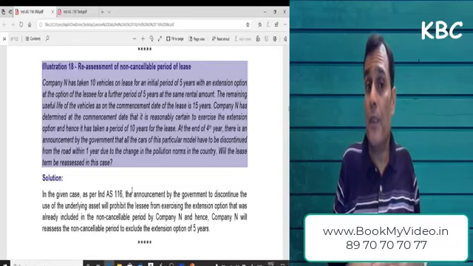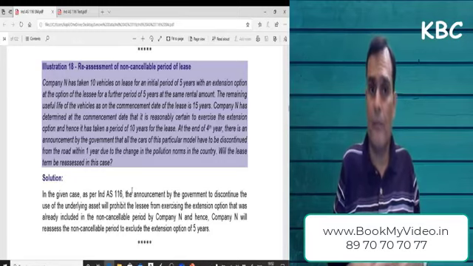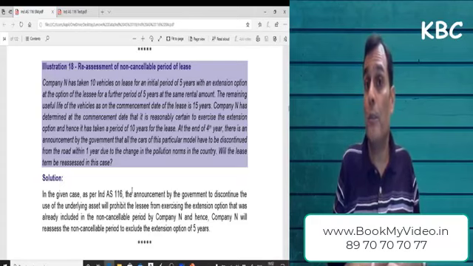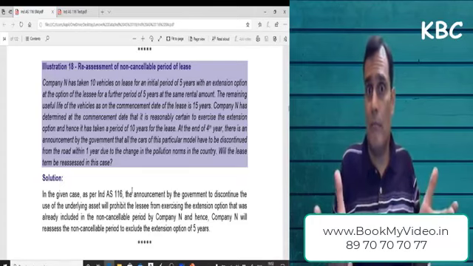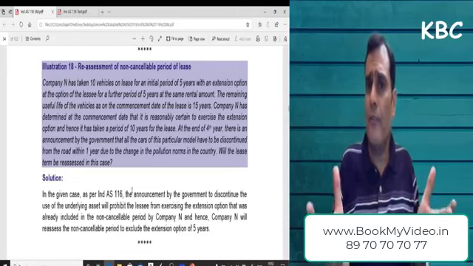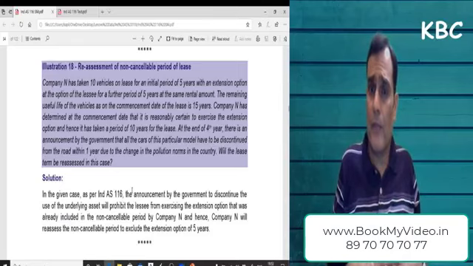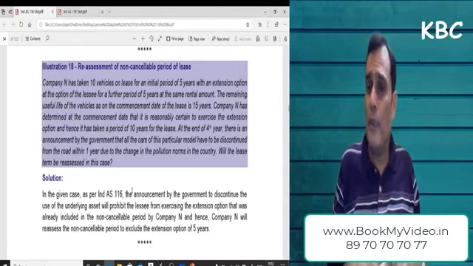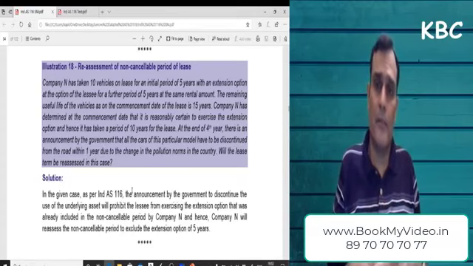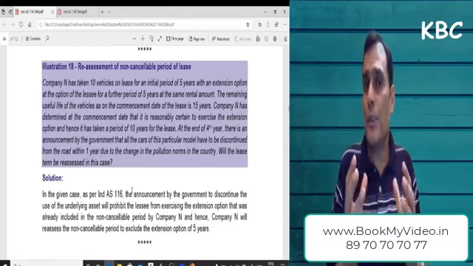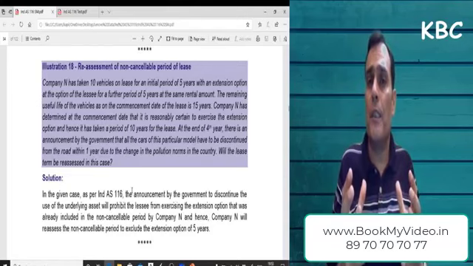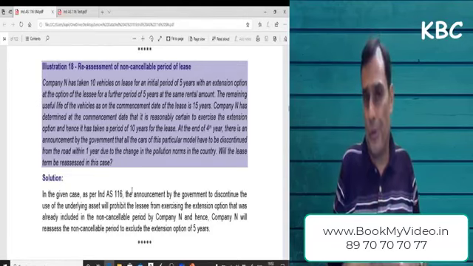It says that at the end of the fourth year, there is an announcement by the government that all the cars of this particular model have to be discontinued from the road within 1 year due to the change in pollution norms. I think it goes without saying that if the government makes an announcement, I would not extend the lease. I will not extend the lease. So in this particular case, will their lease term be reassessed? Undoubtedly, yes.